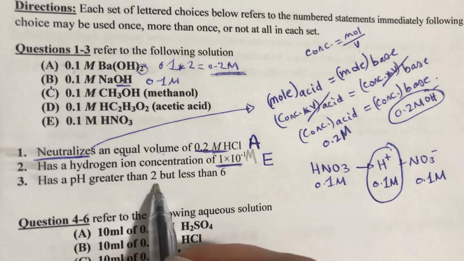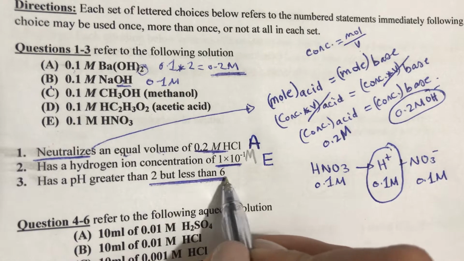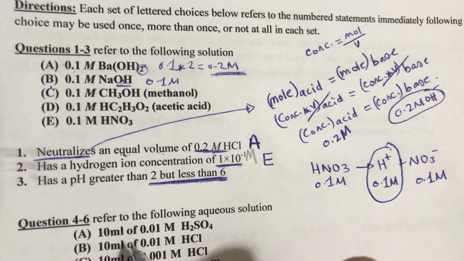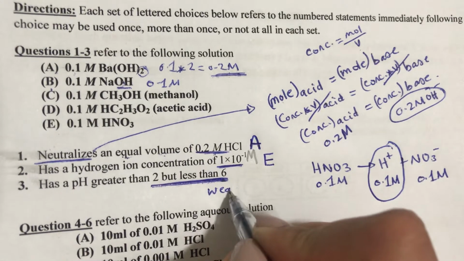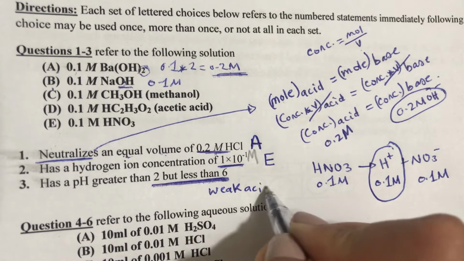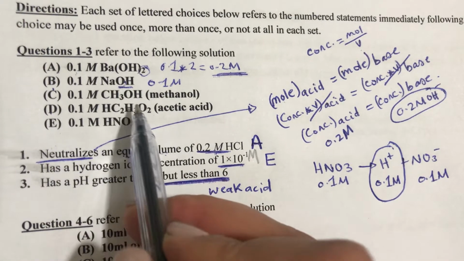Question 3 has a pH greater than 2 but less than 6. A pH less than 7 is for acid, and between 2 and 6 is for weak acid. So the answer is D, acetic acid.